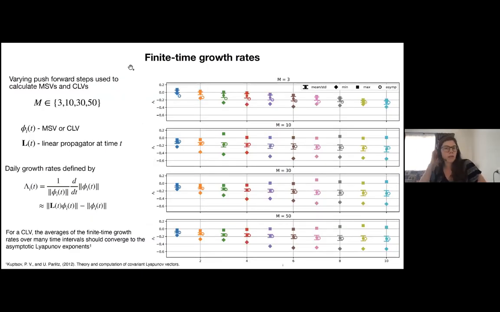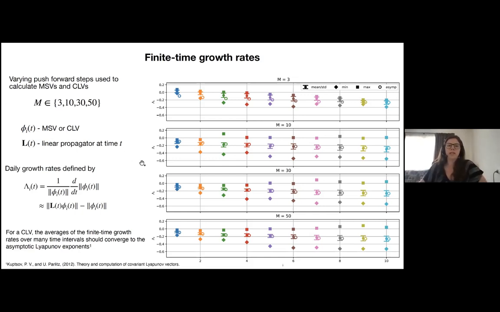Okay, so we'll talk first about the finite time growth rates, because this really defined our MSVs versus CLVs, so our mixed singular vectors versus our CLVs. When we use this algorithm for CLVs, we don't really know what the optimal window is. You have to utilize a finite time window at the end of the day to calculate these objects, and we didn't know what is long enough, what window is going to give us the asymptotic vectors that we need, and also what are the implications of using shorter windows. So we did a variety of windows. Here I'm showing 3 days, 10 days, 30 days, and 50 days.